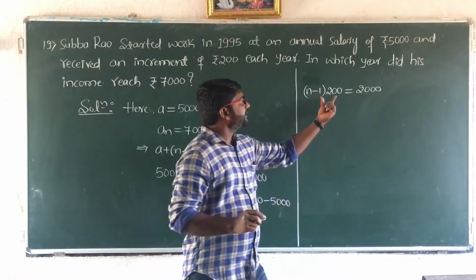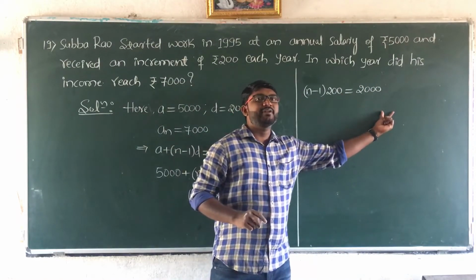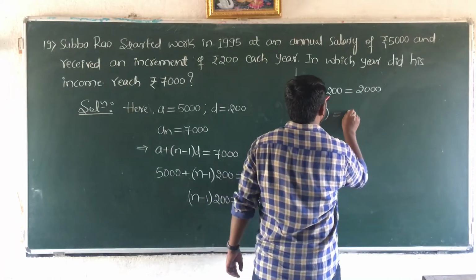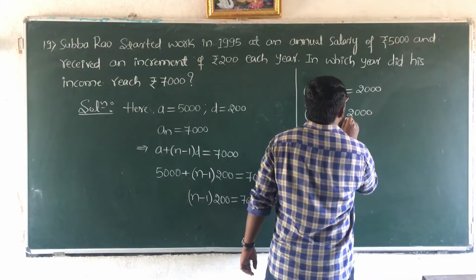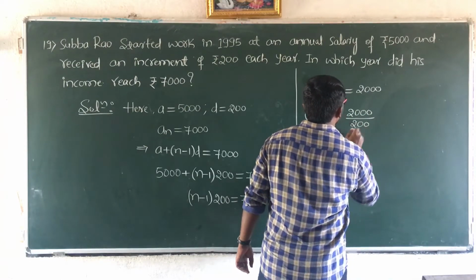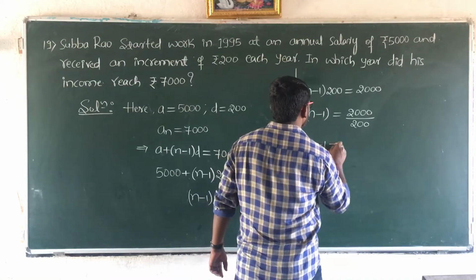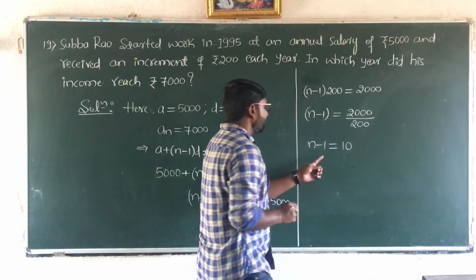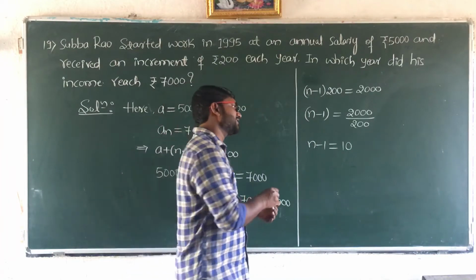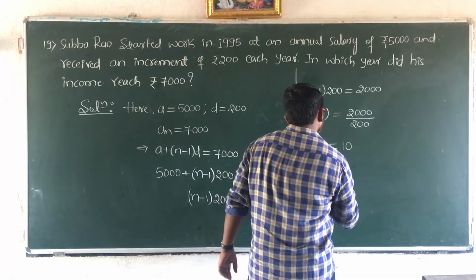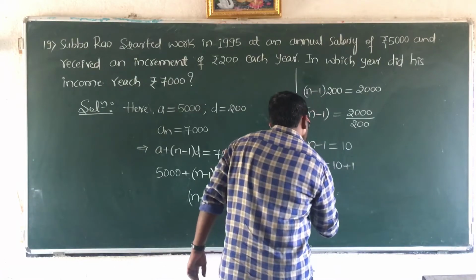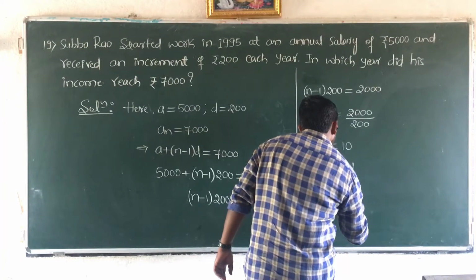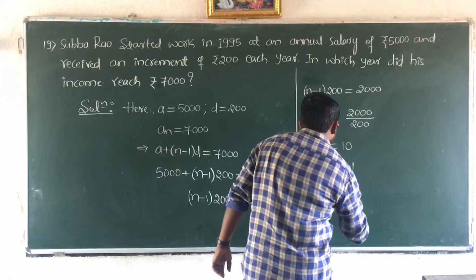Now you take 200 to the RHS, it goes to the denominator. So N minus 1 is equal to 2,000 divided by 200. So N minus 1, if you simplify this, we get 10 here. Then now you take minus 1 to the RHS, it becomes plus 1. N is equal to 10 plus 1. So N is equal to 11. So this is the value of N.